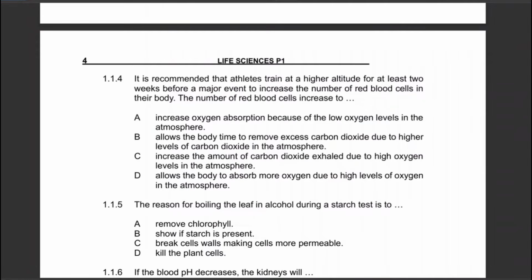114. It is recommended that athletes train at a higher altitude for at least 2 weeks before a major event to increase the number of red blood cells in their body. The number of red blood cells increase to do what exactly? To increase oxygen absorption because of the low oxygen levels in the atmosphere. I'm not going to read all of them out loud. This seems correct, but to remove carbon dioxide to absorb more oxygen. Okay, A.